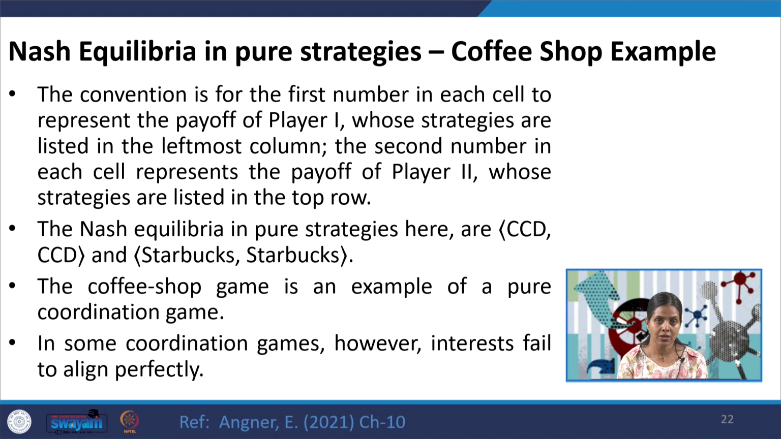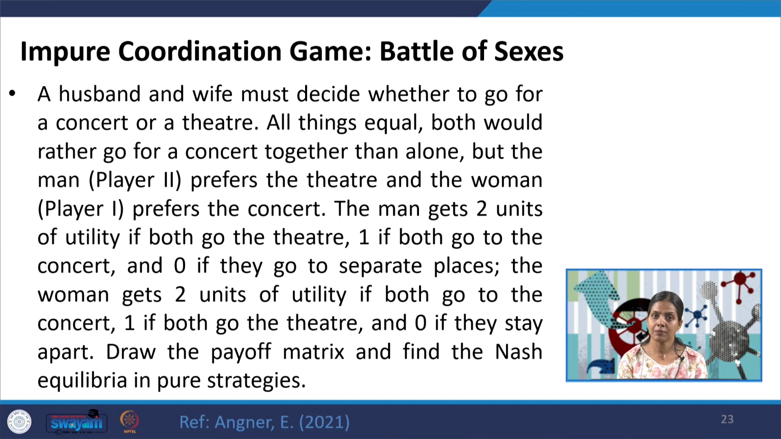In some coordination games, however, interests fail to align perfectly. Such a game is called an impure coordination game, and a very important kind of it is the battle of the sexes. Let us describe the game, but I must tell you that battle of the sexes does not always refer to this game. It has emerged as a type of game where, whenever there is impure coordination, we can call it a battle of the sexes.